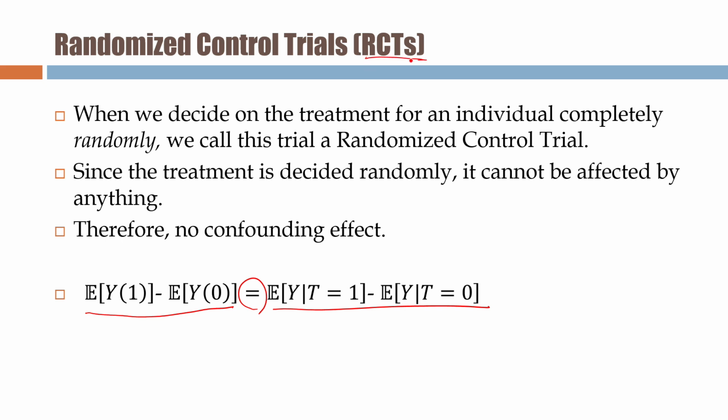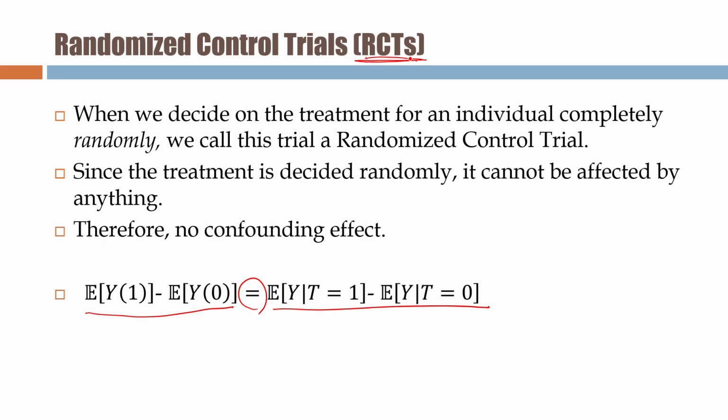When we do a randomized control trial. A randomized control trial means we decide on the treatment for each individual completely randomly. So it is like this: are you going to give a shot or not? It depends on the result of the coin toss. I don't look at how old he is or how severe the situation is. You just toss the coin and then decide. Okay, you got this shot. If it's a tail, then oh no, you don't get this shot.